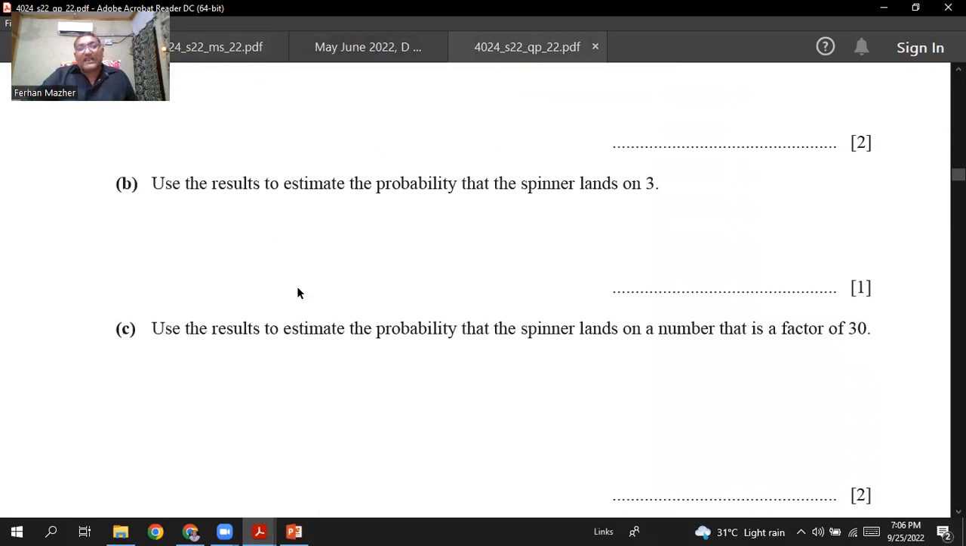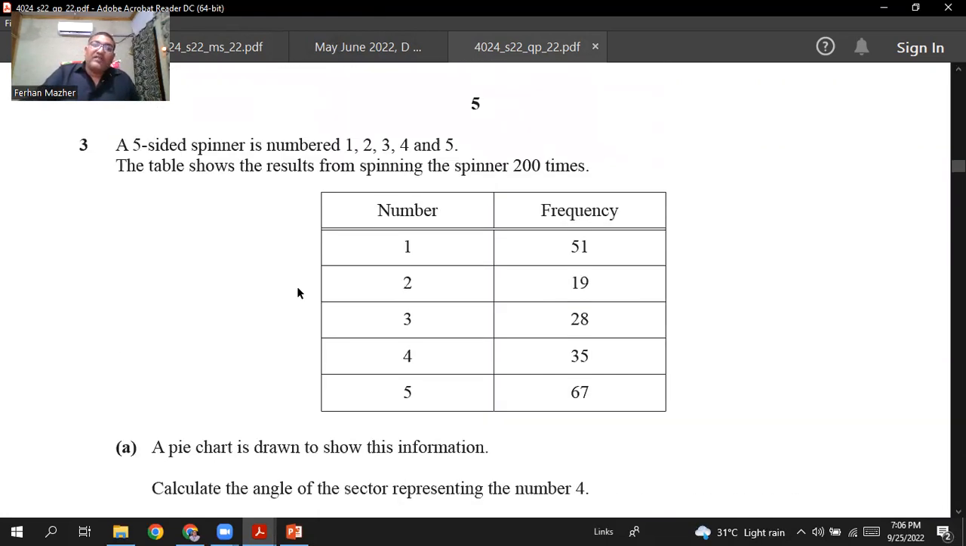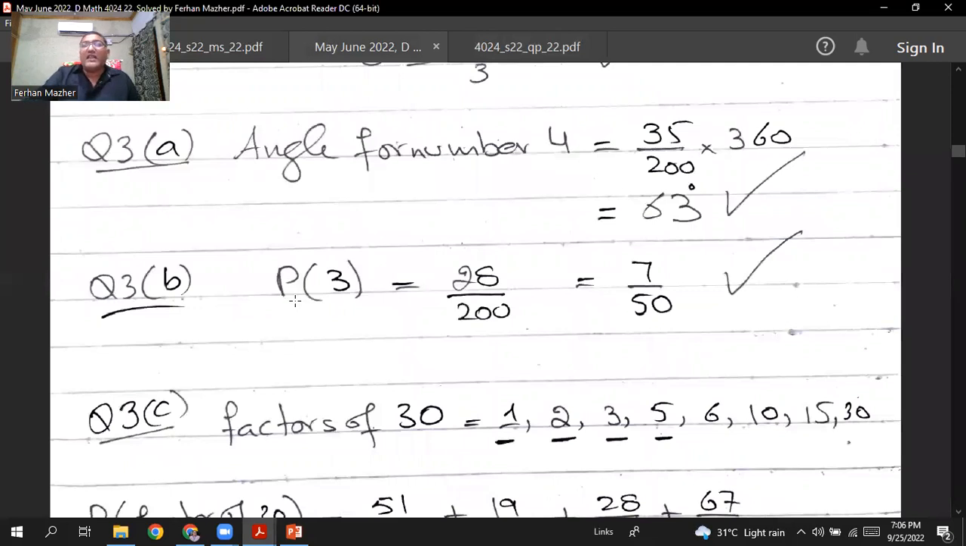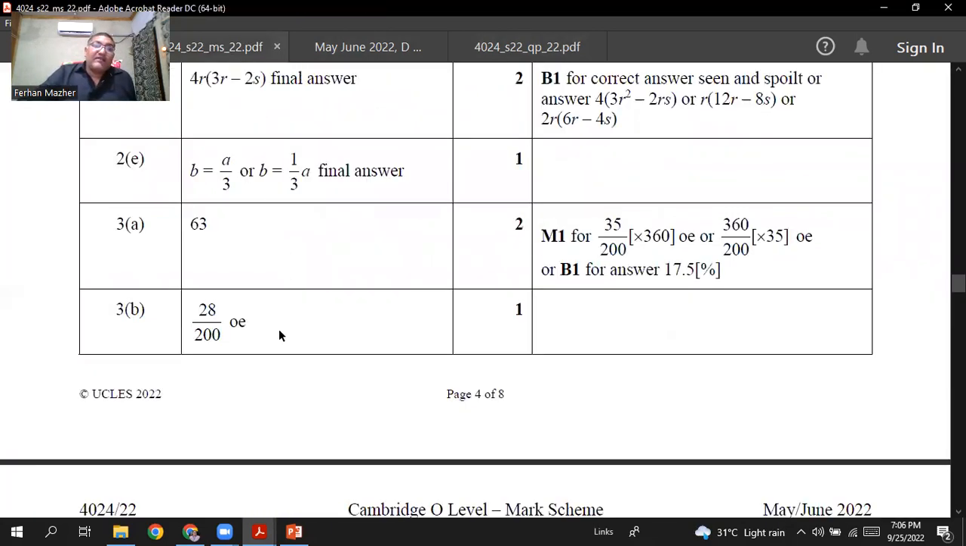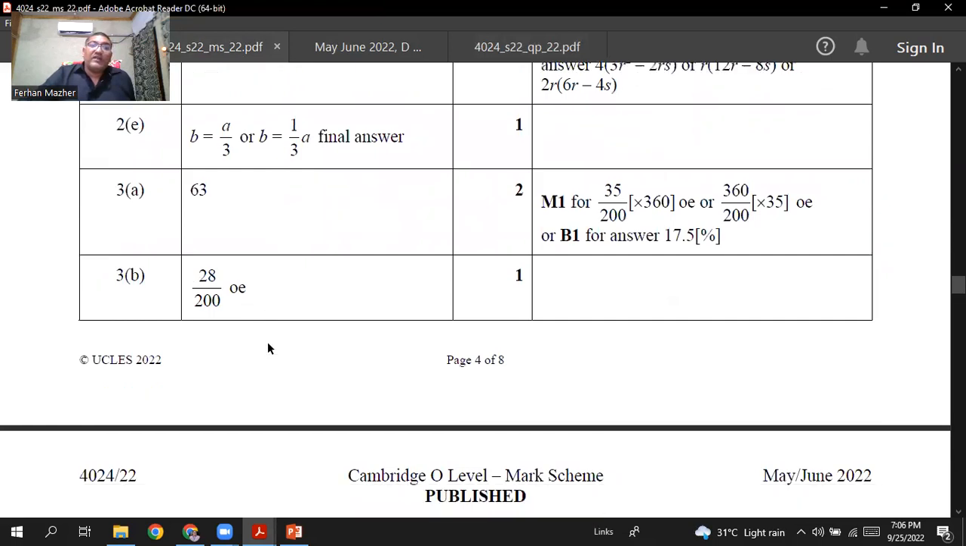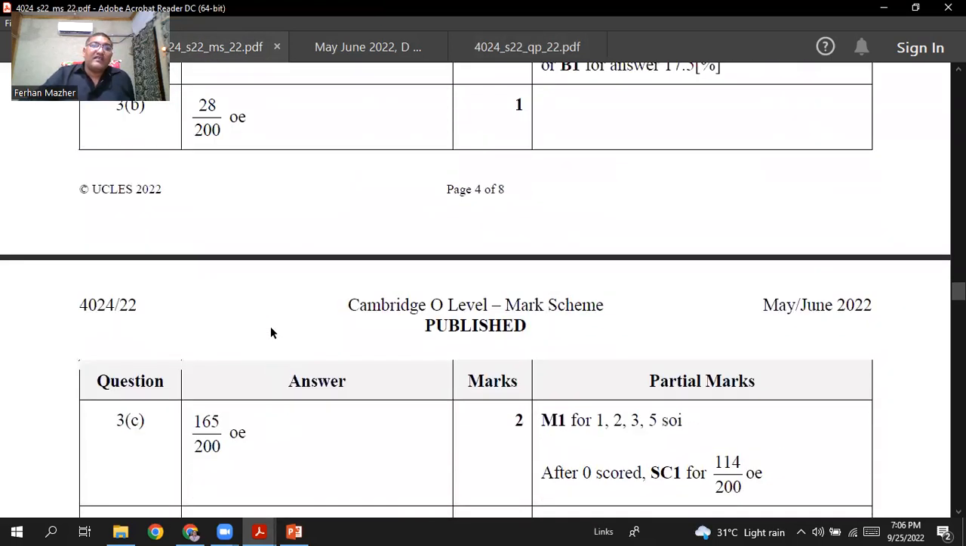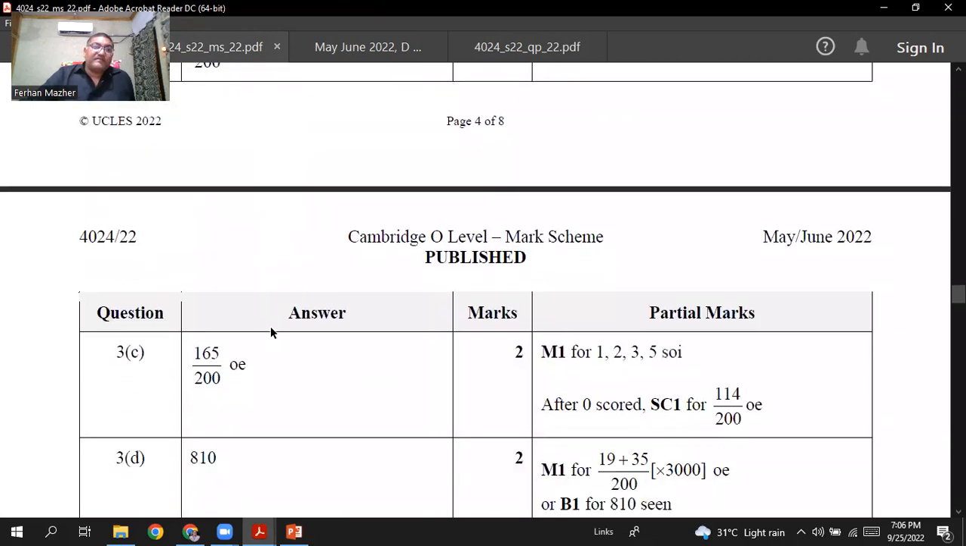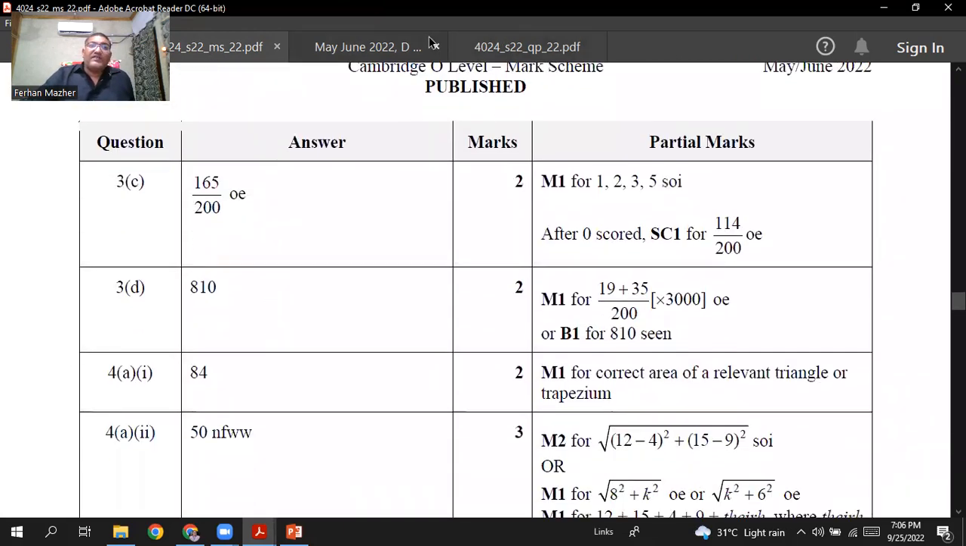He says, use the results to estimate the probability that the spinner lands on 3. The frequency of the 3 is 28, divided by the total frequency, that's 200. So 28 by 200, and then you can cancel with the table of 4. So you will have 7 by 50. So the probability is 7 by 50, 28 by 200 or equivalent. Our answer is right. Okay, so we are going to the next question.